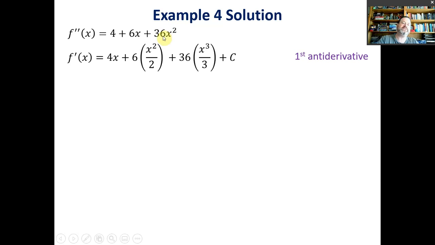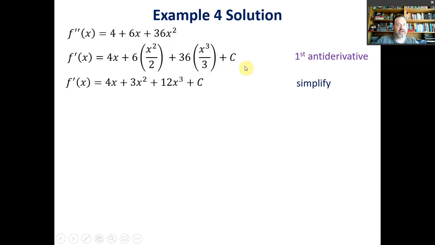I know you guys are going to be tempted to just do this stuff all in your head. It's not worth it, guys. Take the 4.5 seconds it takes to write it down and get as many points as you can. You've got to trust me. So just leave the 36 alone. What function gave me x squared when you take a derivative? So the antiderivative is x cubed over 3. Then you tack on a plus c.